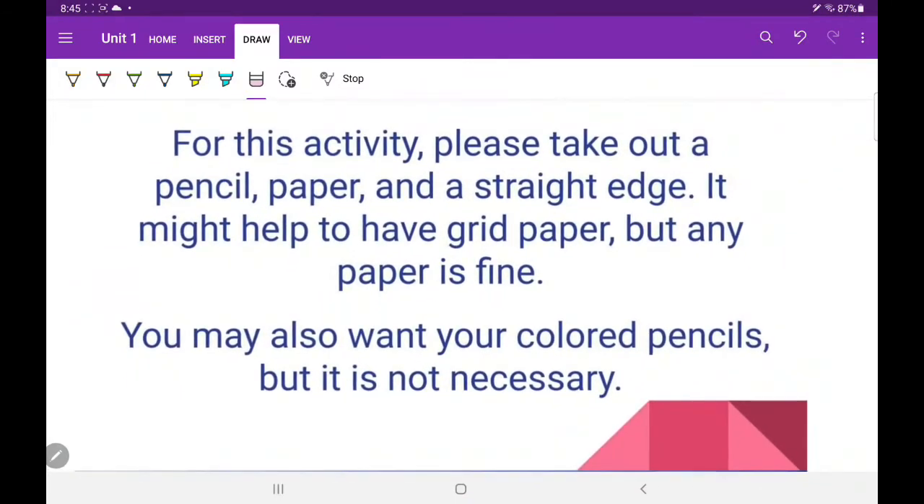For this activity, please take out a pencil, paper, and a straight edge. Just to be clear, a straight edge could be anything that you could use to help you draw a straight line. It could be a ruler, a piece of paper, a card, anything that makes a straight line. It might help to have grid paper, but any paper is fine. You'll notice when I show you some examples that I just used regular paper with lines, but having the grid will help you to plot points easier because we will be plotting some points. You may also want your colored pencils, but it is not necessary.